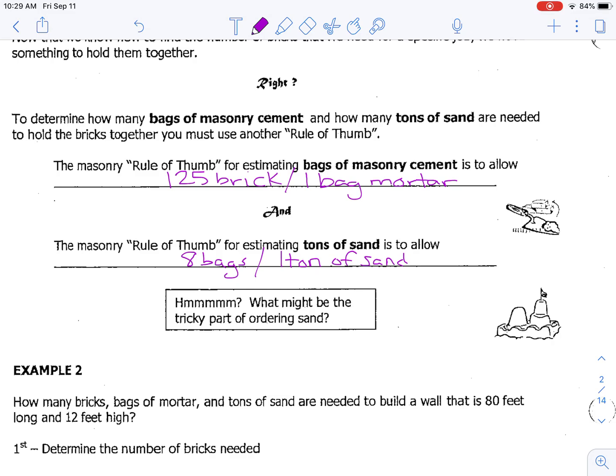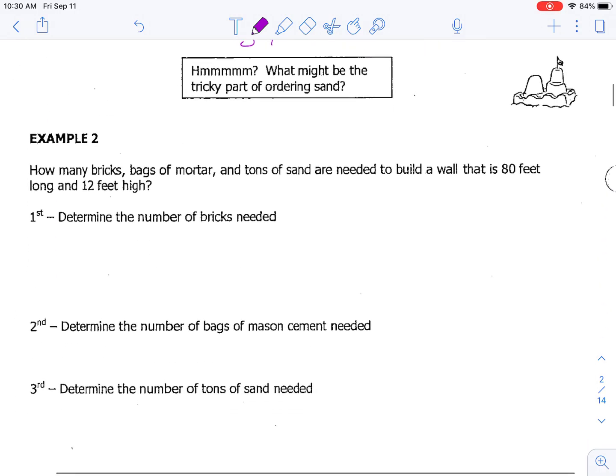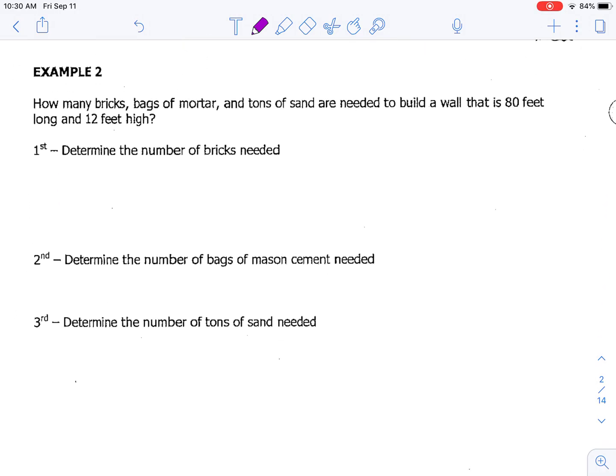But this rule of thumb gives you a ballpark idea. Okay? So let's do an example so that we know how to use those 2 new rules of thumb. And we're taking it from the very beginning. It says how many bricks, bags of mortar, and tons of sand are needed to build a wall that is 80 feet long and 12 feet high. There's no openings in this, so we're just going to do the area of the wall. The area is 80 times 12.